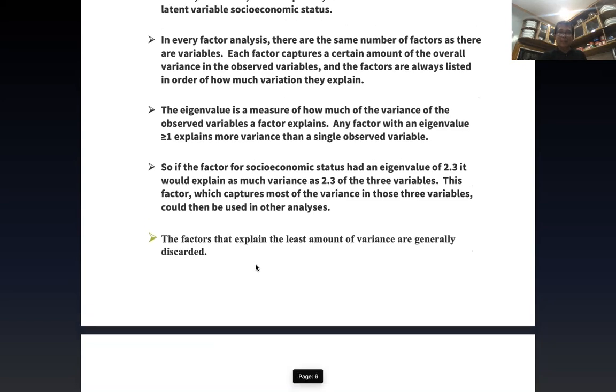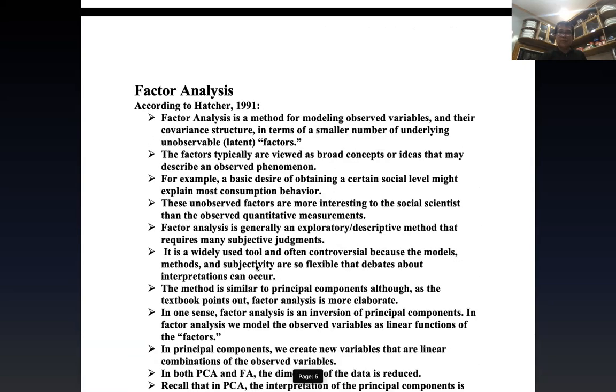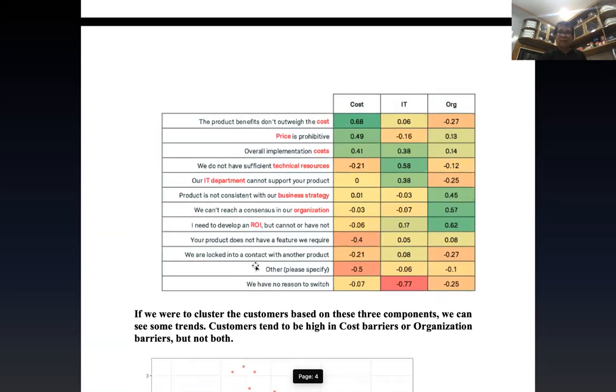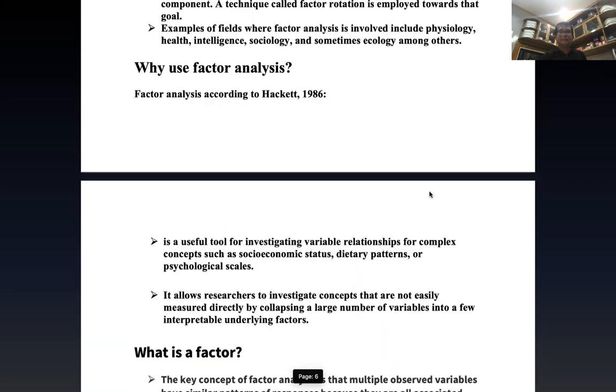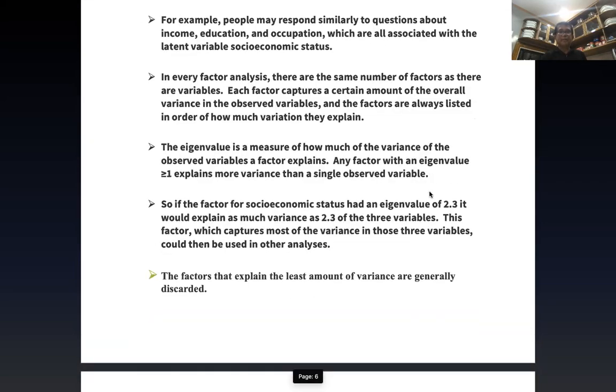So what happened to this table? Go back to this table. Those very, very small numerical values are actually being discarded.